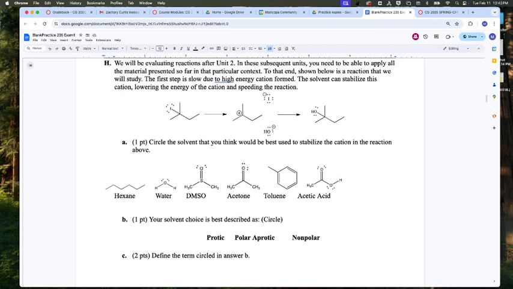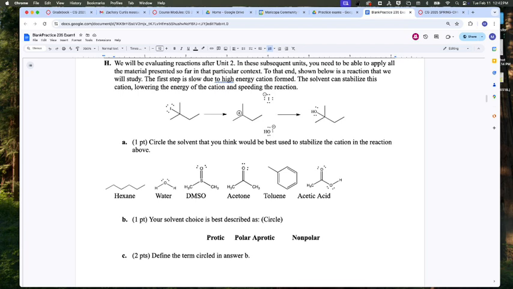Okay. So we talked a little bit about solvents, and we'll talk a whole lot more about them when we move into Unit 3. I don't know why I said after Unit 2. That's kind of dumb. I should have just said Unit 3. So we've got a chemical reaction happening above. Which solvent do you think would be best to stabilize the cation?